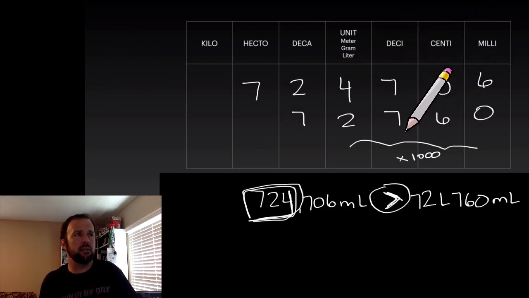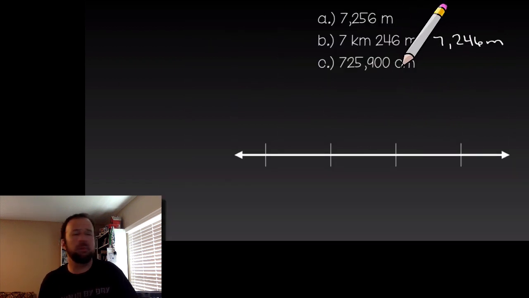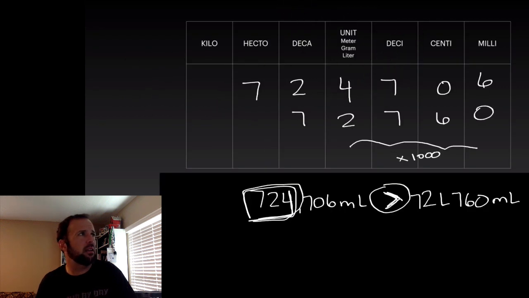that's times 10 times 10, so 100 times greater. So I need to group those centimeters into groups of hundreds. So I have 725,900 centimeters, and you know what? I'm going to go back here and erase this out. I'm going to use this chart to kind of help me.